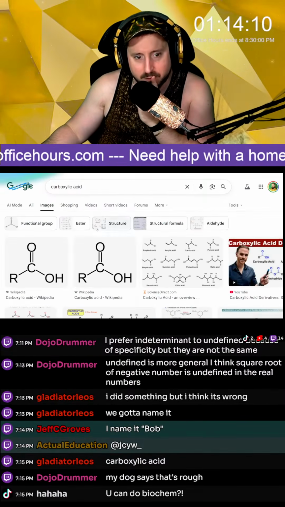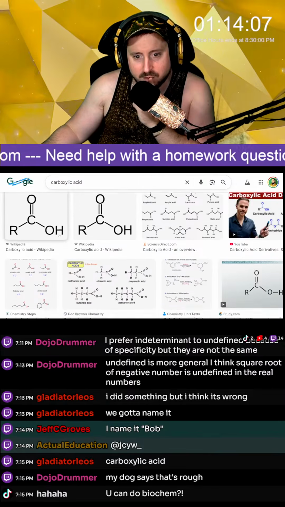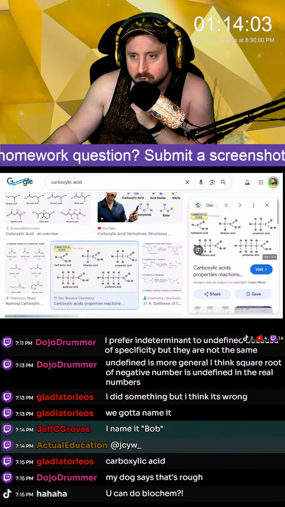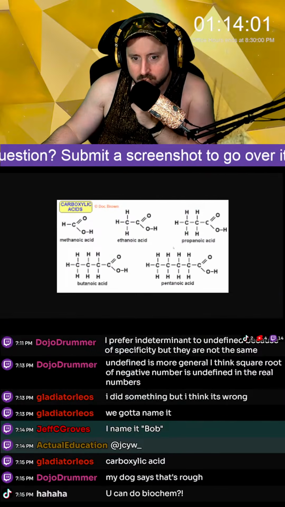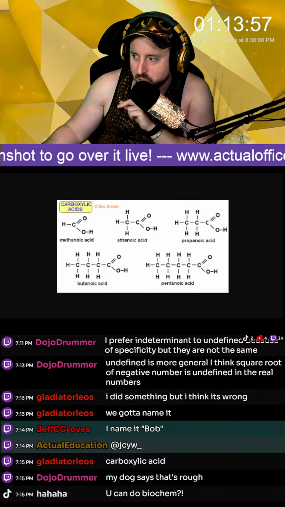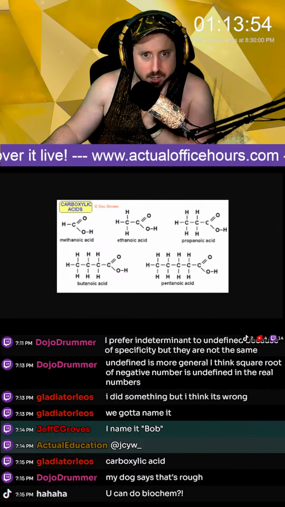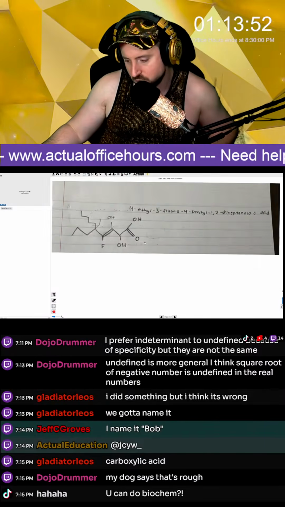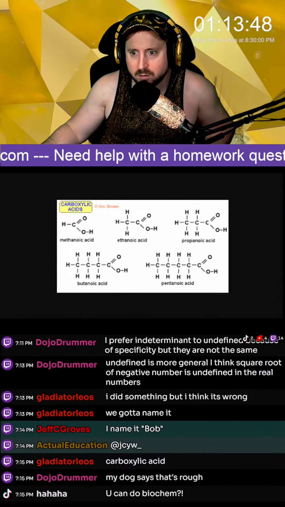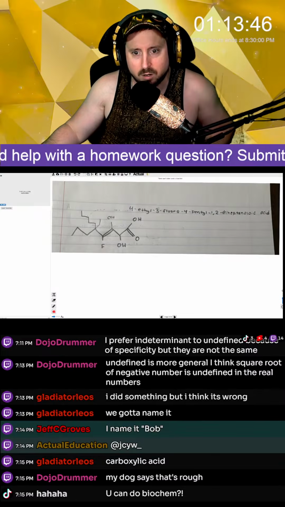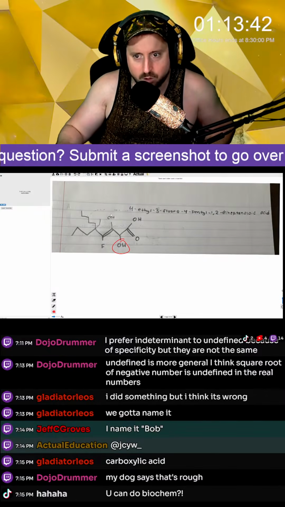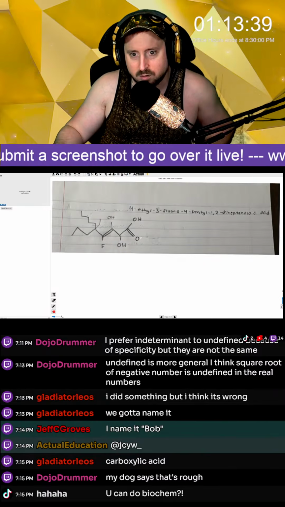You can do biochem? Sometimes I can. Okay, here we go. This is what I want to look at. Okay, so the carboxylic acid part is the COOH, which is on the right. Okay, I agree with that. Which is what you have here, I guess, right? Double bonded O, OH. But then you have another... What's with all these OHs?